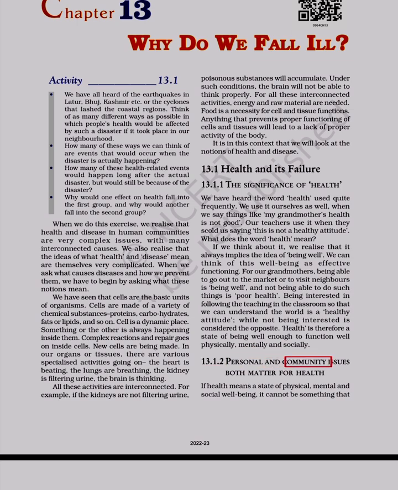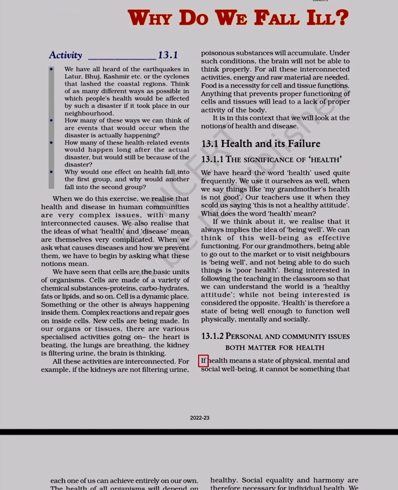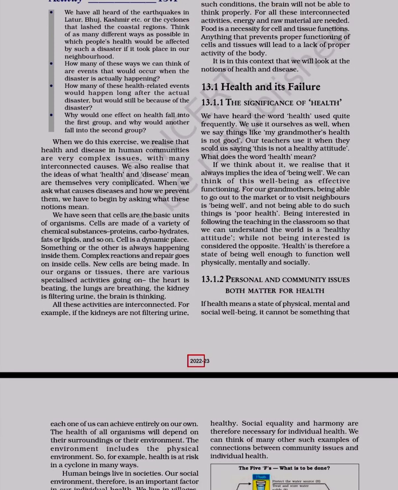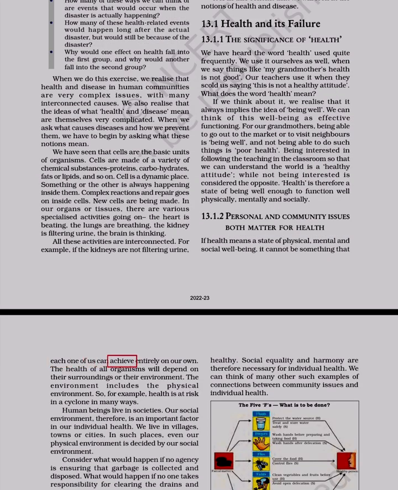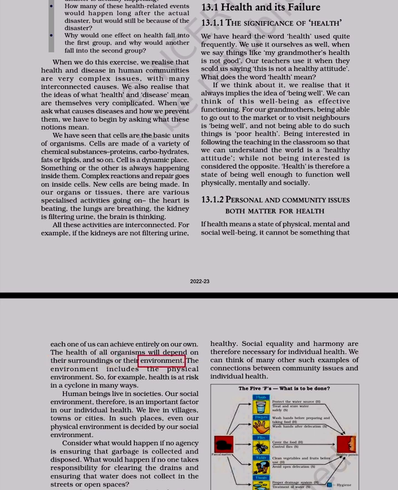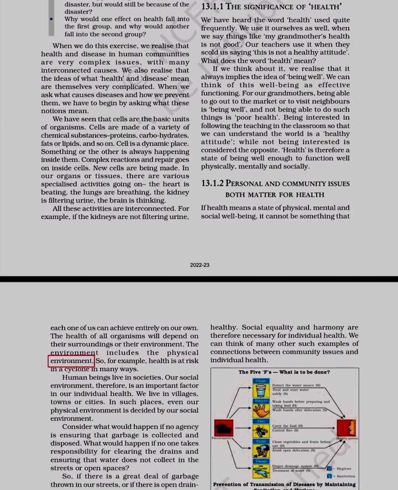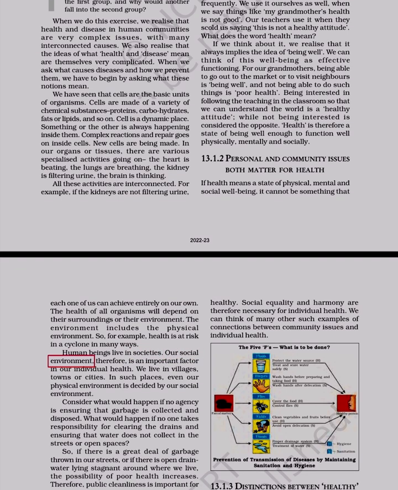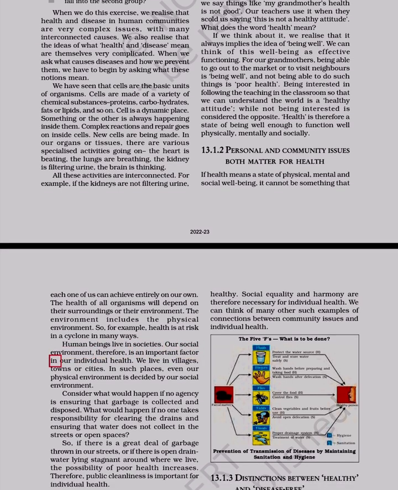1. Personal and community issues both matter for health. If health means a state of physical, mental and social well-being, it cannot be something that each one of us can achieve entirely on our own. The health of all organisms will depend on their surroundings or their environment. The environment includes the physical environment. So, for example, health is at risk in a cyclone in many ways. Human beings live in societies. Our social environment, therefore, is an important factor in our individual health.